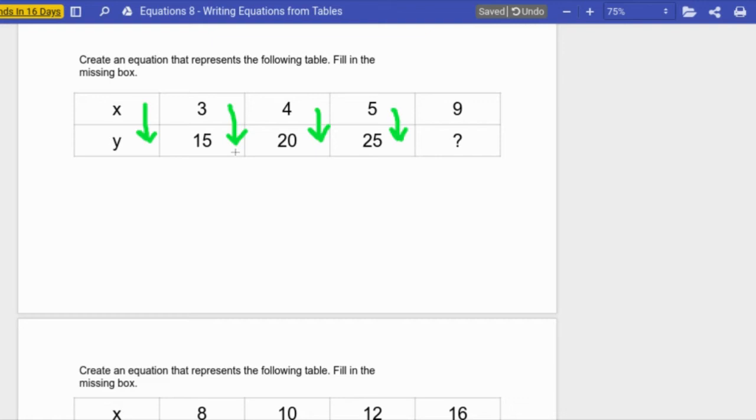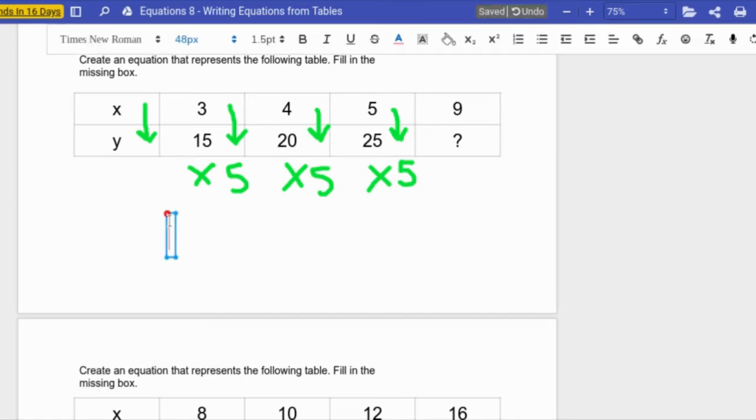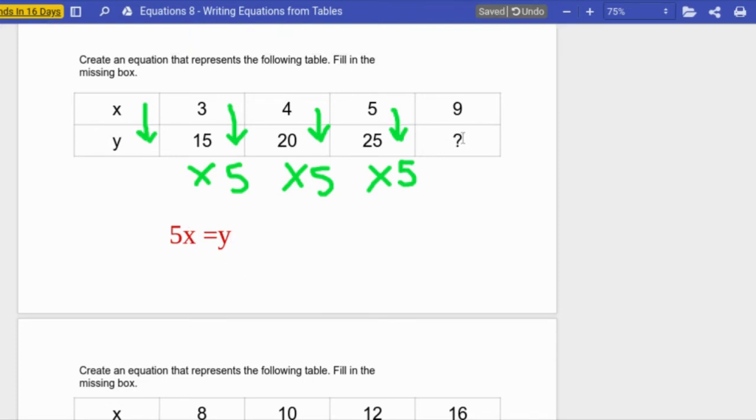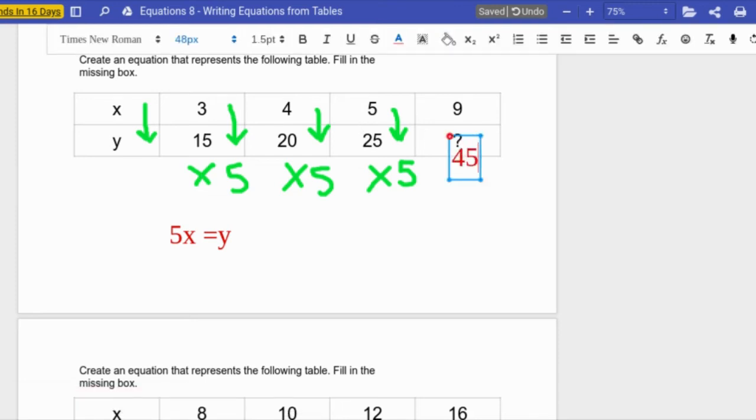So next I'm going to check multiplication. Am I multiplying x by something every time? Well, 3 times 5 gives me 15. 4 times 5 gives me 20. And 5 times 5 gives me 25. So it looks like that is my rule. I take my x and I multiply it by 5. So I have 5x. I'm going to write it the lazy way, with the fewest number of symbols. And that equals my y. Whatever I put in for x, I times it by 5, and that gives me my y. If I do that over here, 9 times 5 is 45. So my missing number would be 45.